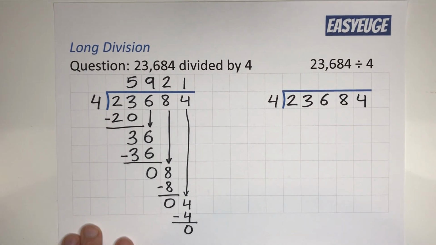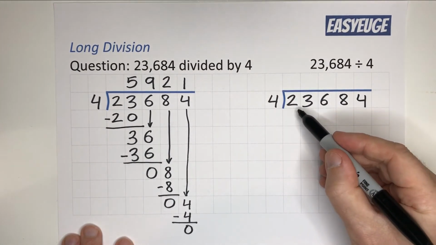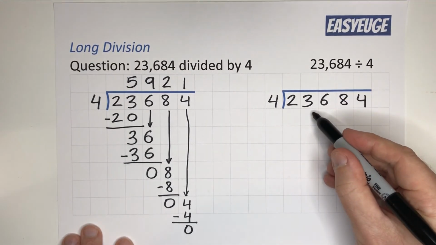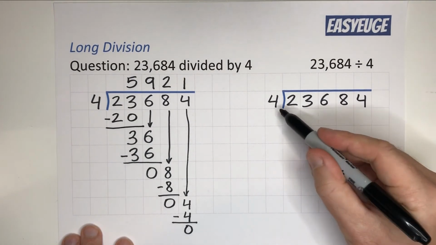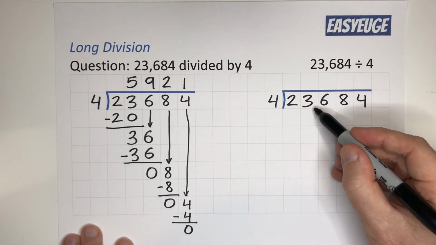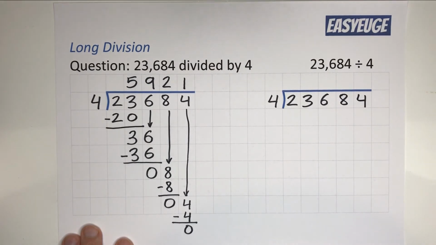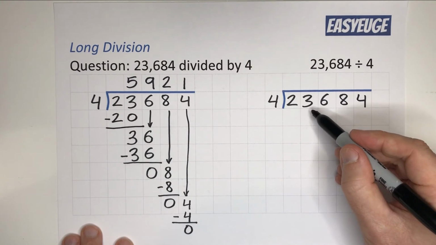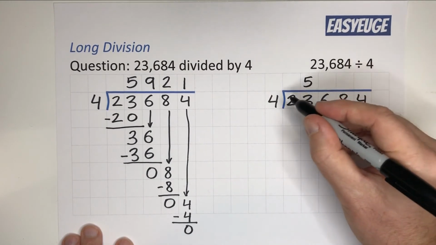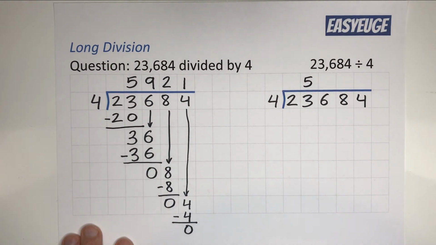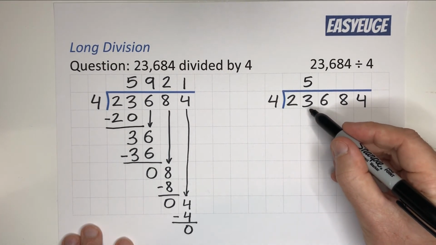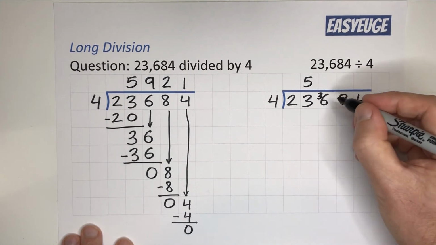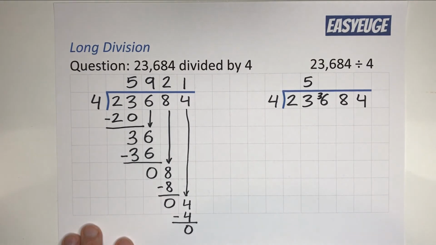Let's get started. How many times will 4 go into the number 2? It won't, so the answer is 0, and we move on. How many times will 4 go into 23? Without going over 23, remember? I know 5 4s are 20. 20 is 3 away from 23, so the remainder is 3, and I'll put the remainder in the next box.